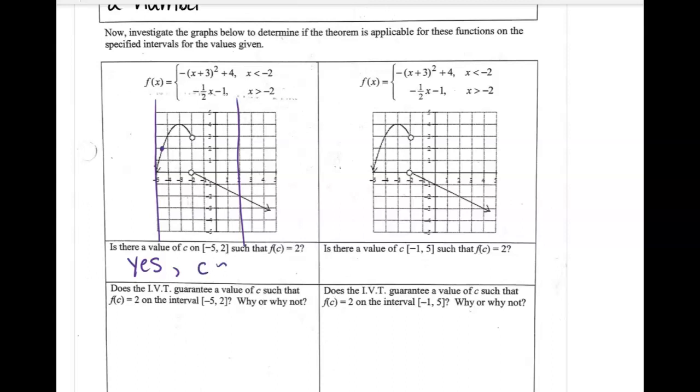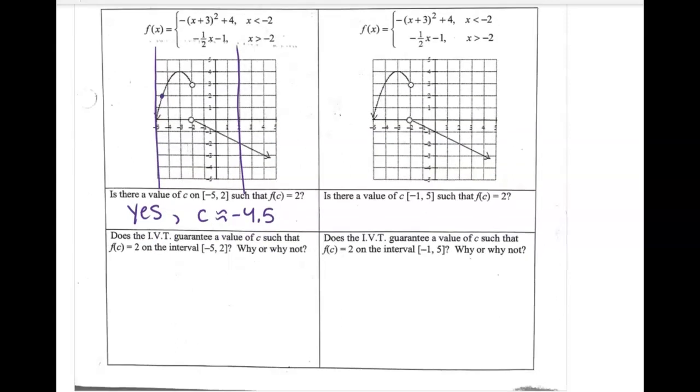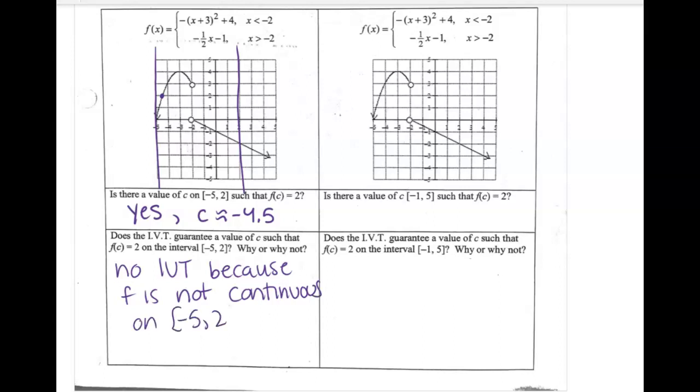C would be approximately -4.5. Now we're saying, does IVT guarantee that? Does IVT say that there has to be some C where f of C equals 2 on that interval from -5 to 2? And the answer is no. So no IVT, because f is not continuous on the closed interval from -5 to 2. So that's always what you check first. Is it continuous on this interval we're talking about? Since no, IVT doesn't apply. Was there a value? Sure, but IVT didn't guarantee it.